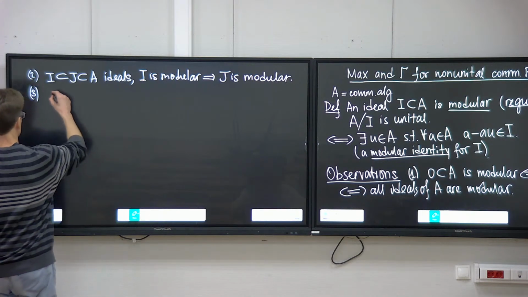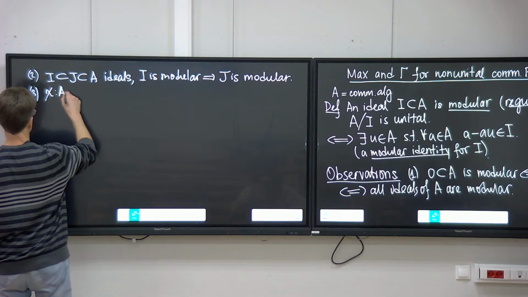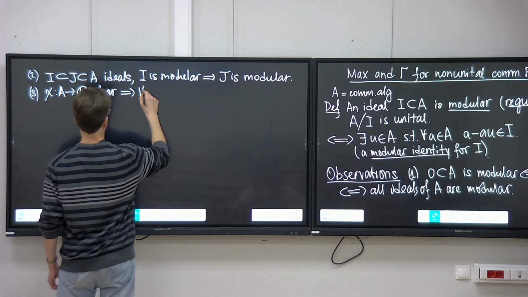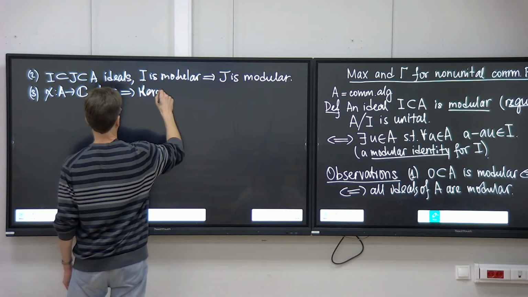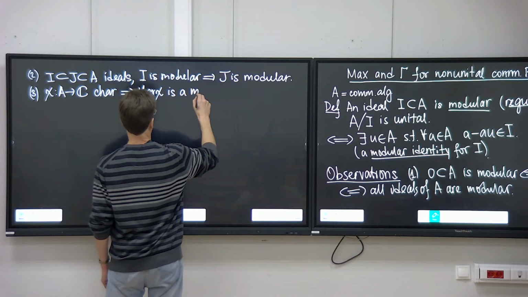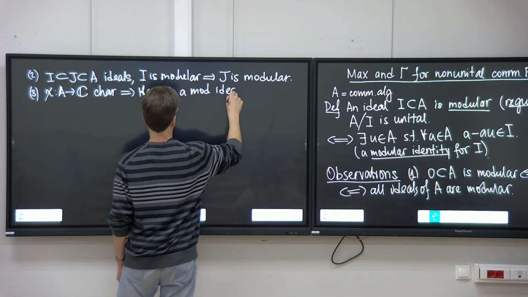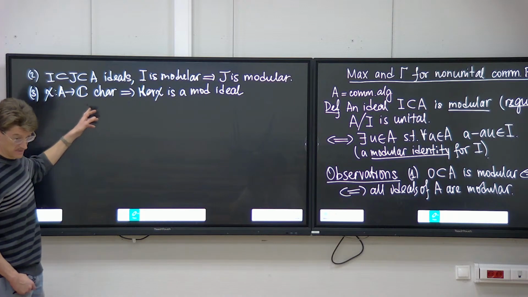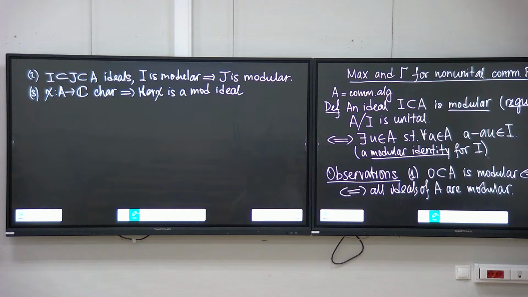Observation 3 is that if Chi is a character of A, then its kernel is always a modular ideal. Indeed, if Chi is 0, then the kernel of Chi is just A, and clearly it is modular. And if Chi is not 0, then it is surjective, and so the quotient of A modulo the kernel is isomorphic to the complex numbers.